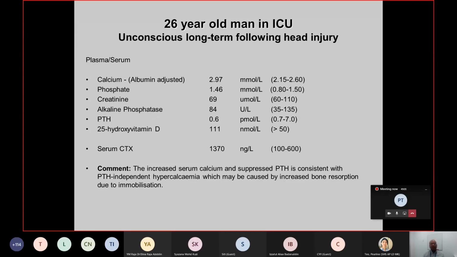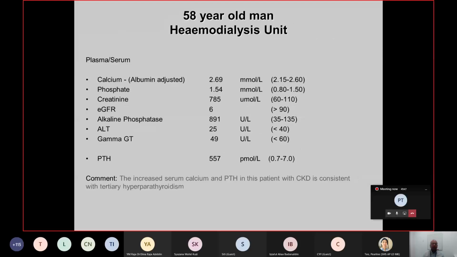The increased calcium and suppressed PTH is consistent with PTH independent hypercalcemia, which may be caused by increased bone resorption due to immobilization. And we do see this from time to time in our hospital, usually in ICU patients or tetraplegic patients in a rehabilitation hospital if they are totally immobile. The lack of muscle stimulation of the bones leads to increased bone resorption and hypercalcemia, and the PTH is usually suppressed. So anti-resorptive therapy is used to reduce the bone resorption in these patients.